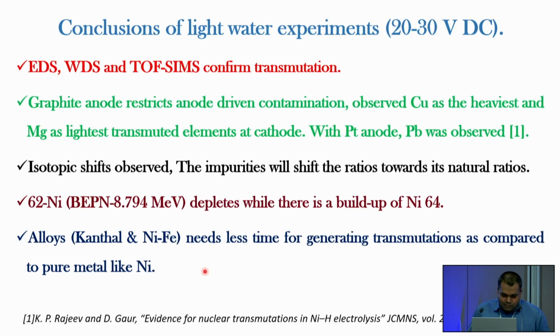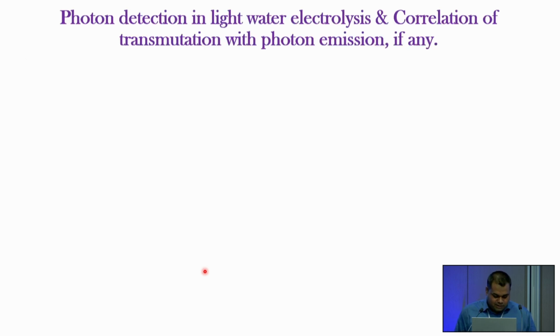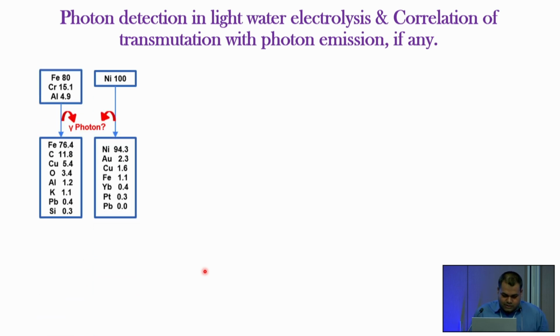So, a natural question arises: if we are seeing transmutations, shouldn't we see nuclear byproducts, be it particles or photons? So in search of the answer to this question, we decided to look for photons in our setup and try to correlate it with transmutations, if any. So this we have already seen. We choose either an alloy or a pure metal, and then we do the electrolysis. And then we try to look for gamma photons. So let's have a look at the setup.